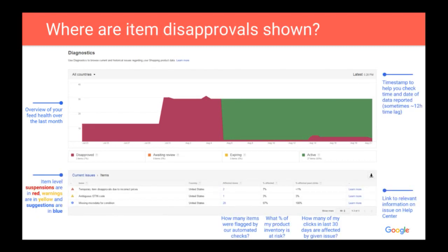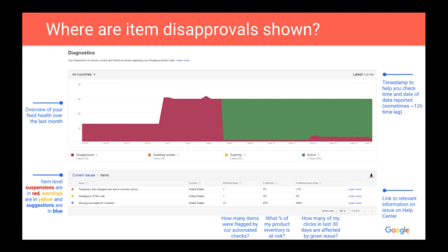That actually looks like this here, and there are 3 different levels. If you look at the lower left-hand side, there are some that are clearly marked with a red triangle. Those are suspensions. So let's say you have an incorrect price. In the case of this customer, there are 2 products that are disapproved for an incorrect price, and they affect 7% of the total products, but less than 1% of the clicks that customer received in the last 30 days.